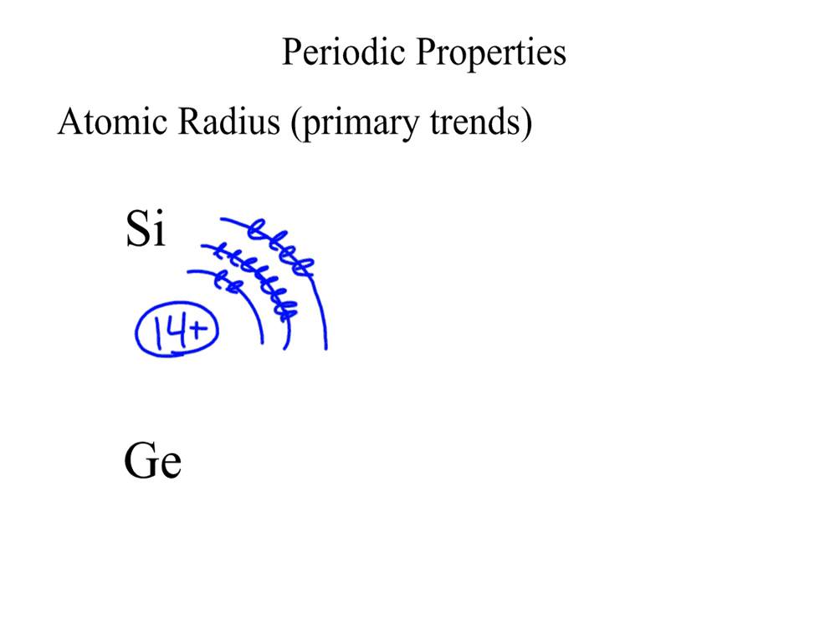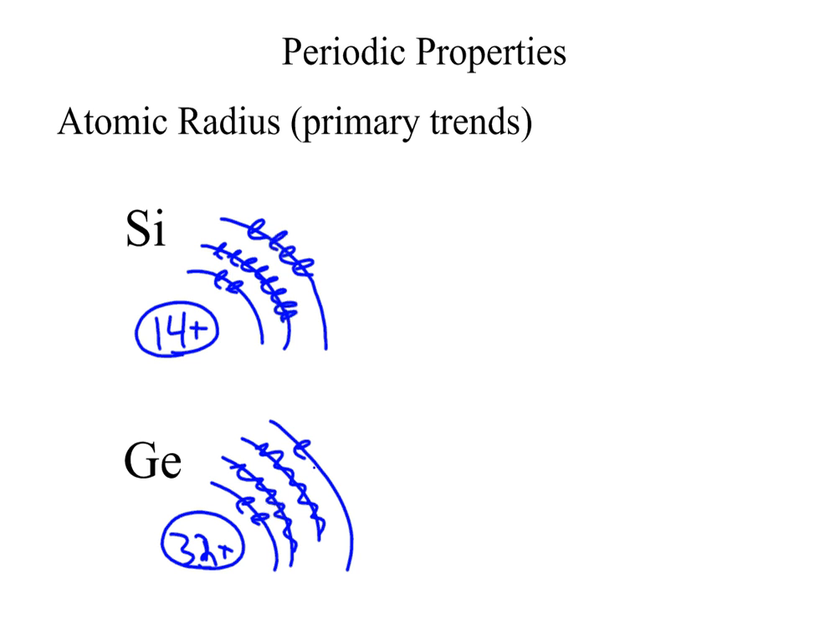And then if we look at germanium right below it, germanium is going to have 32 protons in the nucleus, and it's going to have 3 shells that are completely filled. And then in the 4th shell, it will have 4 electrons in it, similar to silicon. So we have an s2p2. For the primary trends, we're not going to distinguish between the s's and the p's.